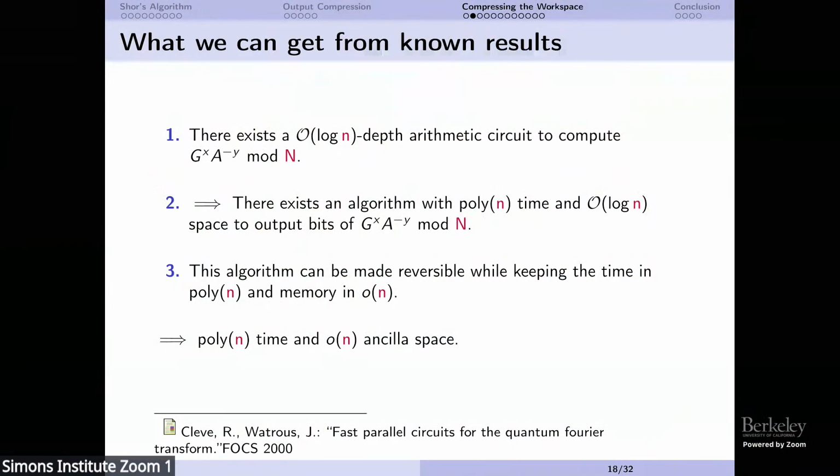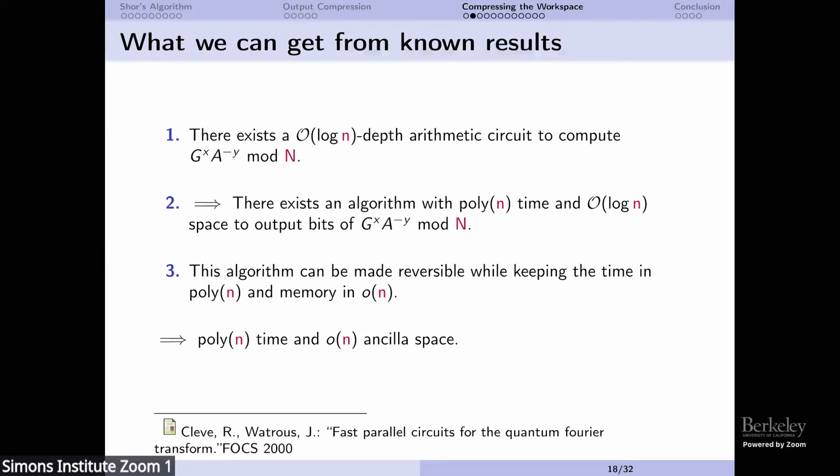So how do we compress a workspace? Using some arithmetic tools. First of all, I would like to convince you that this is not surprising, because you can combine known results of circuit complexity to actually get something which is polynomial time and little ancilla space to compute this compressed function.